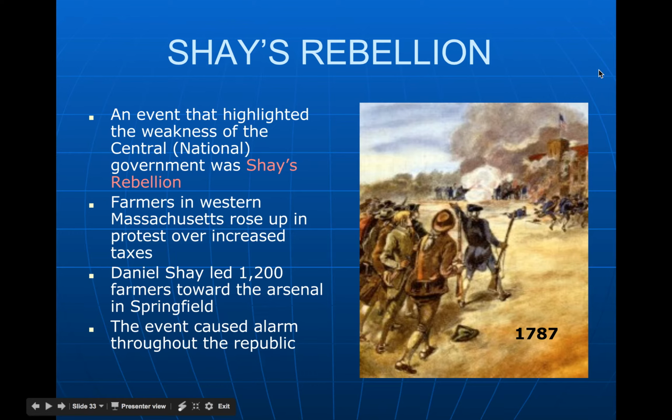One of the events that really highlight the weakness of the Articles of Confederation is Shays' Rebellion, and it proves how weak the central government is when you have these protesters over taxes in Massachusetts. This protest and the attempt to seize a federal arsenal cause alarm throughout the rest of the states.